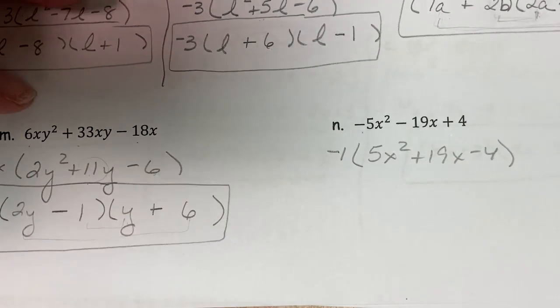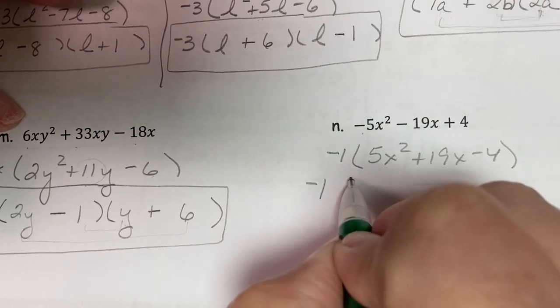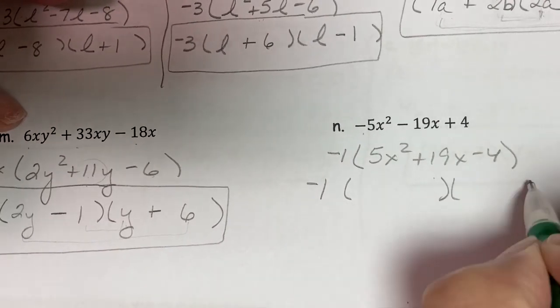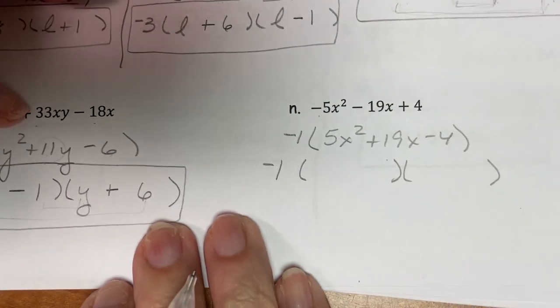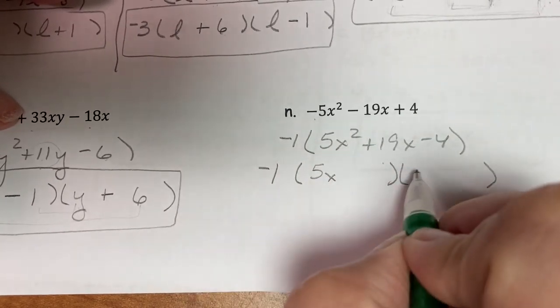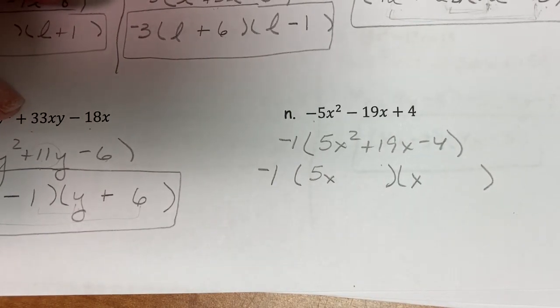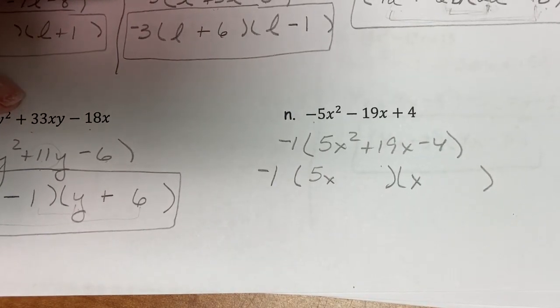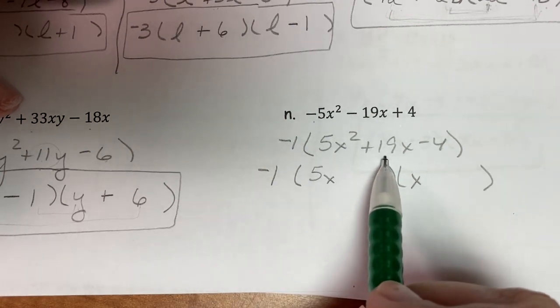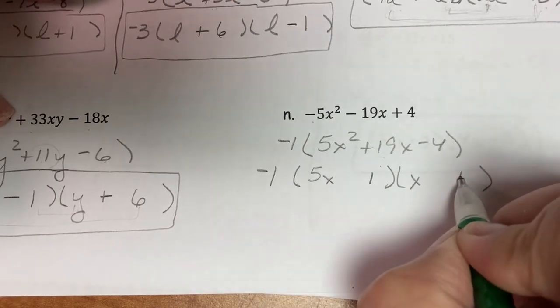Because I just think it's going to be easier for me. So now let's take my trinomial, and I'm going to have to guess and check here. So 5x squared's got to be 5x and 1x. Now again, 4 can be 2 and 2, or it can be 4 and 1. I need to get a 19. That's a pretty big number. So I'm going to do a 1 here and a 4 here.